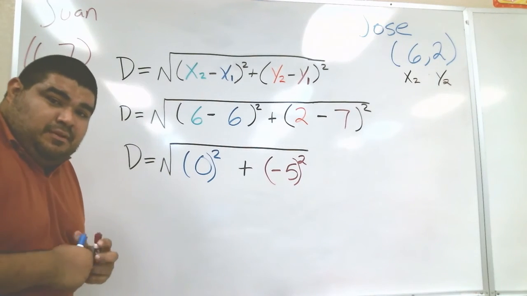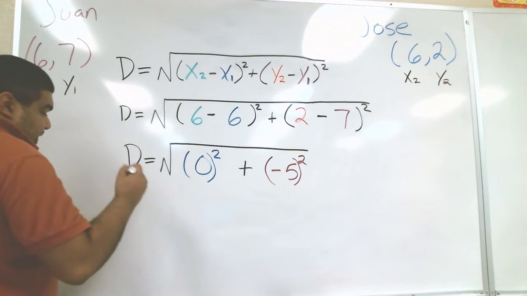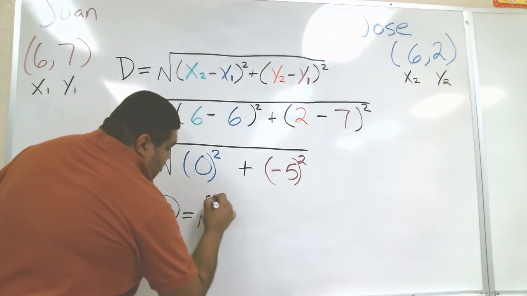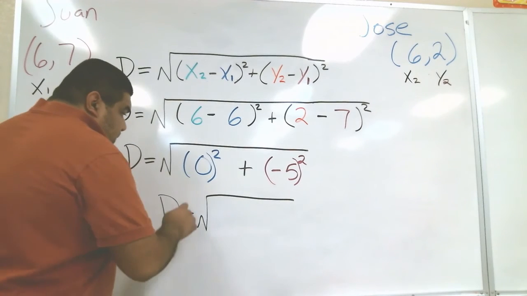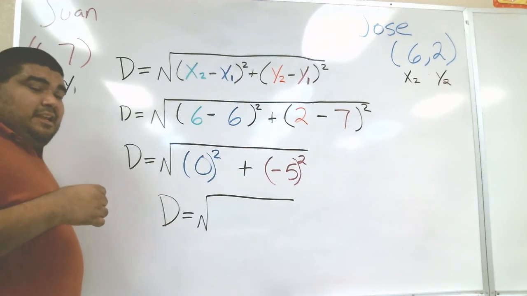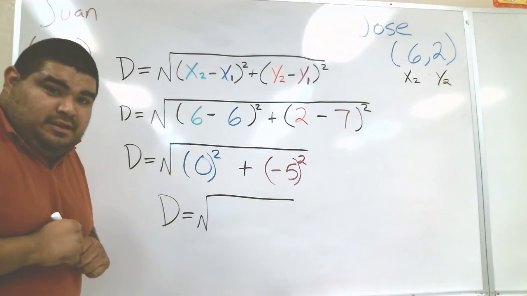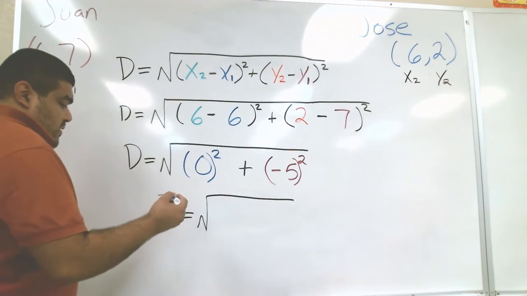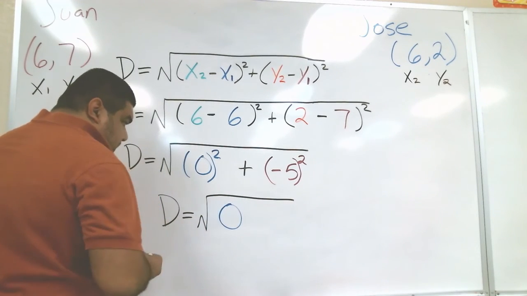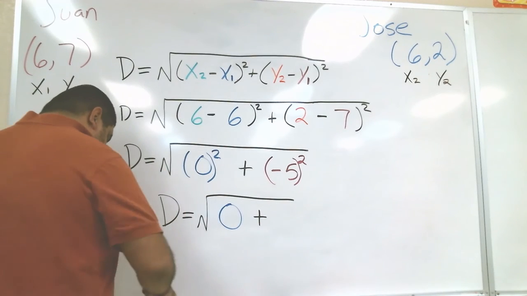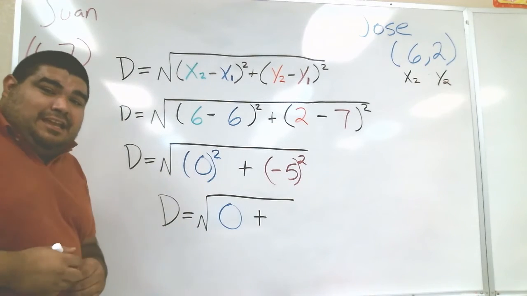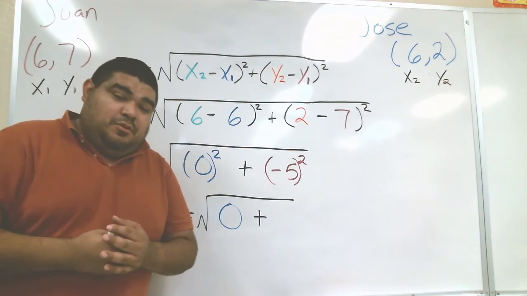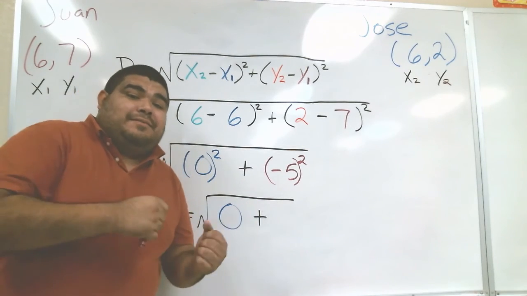So now that we're done with that step, we can actually move on to the next step, which is D equals, again, we still have the little house, the little radical on top. Notice that 0 squared is like saying 0 times 0, okay? It's the same number 2 times. So 0 times 0 is 0, right? So there's nothing there. So now we have 0 plus, we have negative 5 times negative 5. Remember, when you multiply two negatives, the rule is always positive, okay? So negative 5 times negative 5 is positive 25.